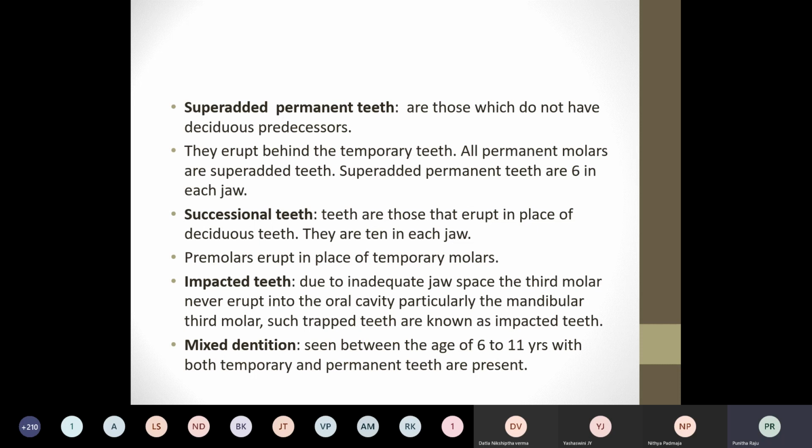The next is mixed dentition. I told you it is where you see both the temporary and permanent teeth. It is seen up to the age of 12 years. Normally we say it is 6 to 11 years, but you can also extend it up to the age of 12 years. So these three things are very important: What are superadded teeth? What are successional teeth? What are impacted teeth?